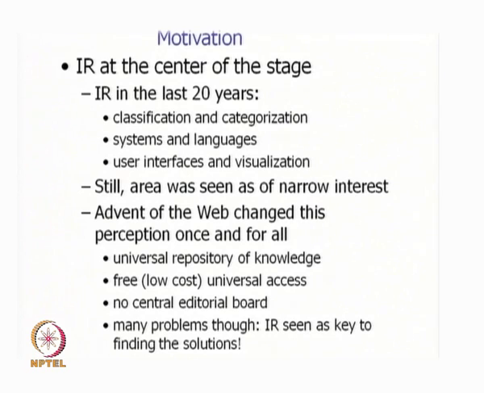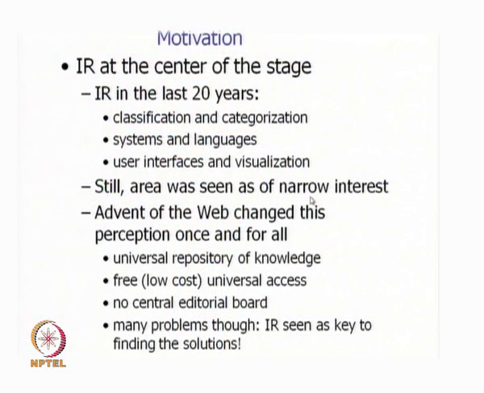But IR was limited in its scope, and people's interest in IR was also in specific problems, specific domains and so on. For example, in the library information system, retrieving information about books was considered an important part of information retrieval, and the book search could happen in terms of authors, the book title, and sometimes even the topic of the book. So, the library information system was an important consumer of information retrieval techniques. However, the area was still seen as an area of narrow interest.